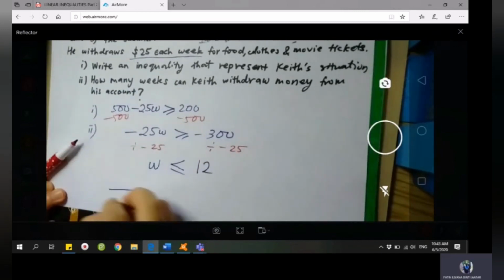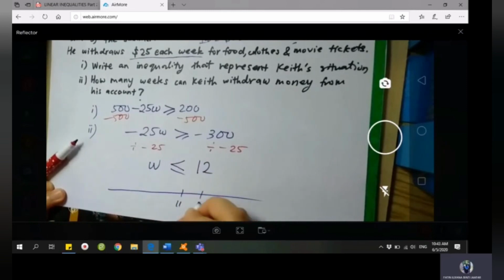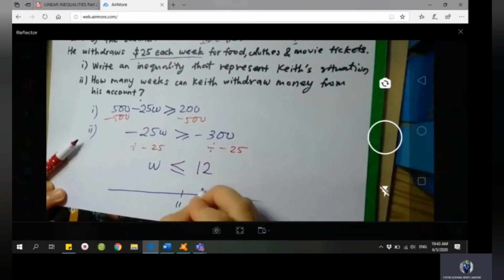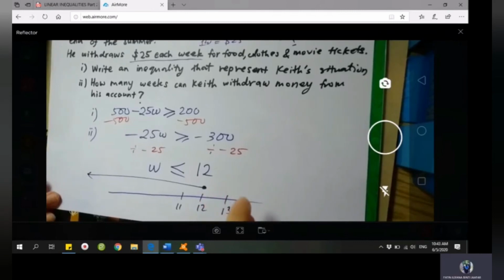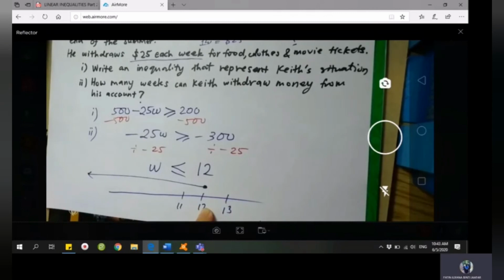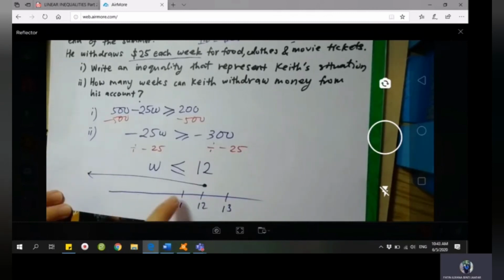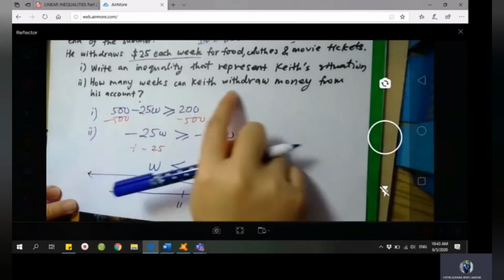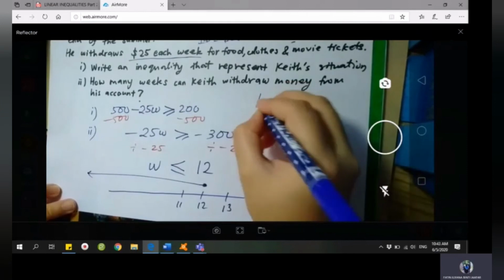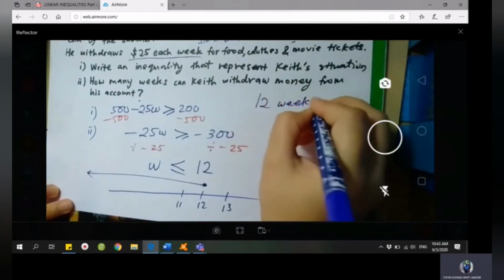So maksudnya dalam minggu-minggu ni, okay, so 12, 11 kita akan dapat. Case ni at least dia kena boleh keluar duit 12 minggu sahaja. Okay, 12 minggu. Tapi kalau dia keluarkan kurang pada 12 minggu, lagi bagus. Maksudnya duit dia akan lebih pada 200. How many weeks can he withdraw money from his account? Jawapan dia 12 weeks. Okay.